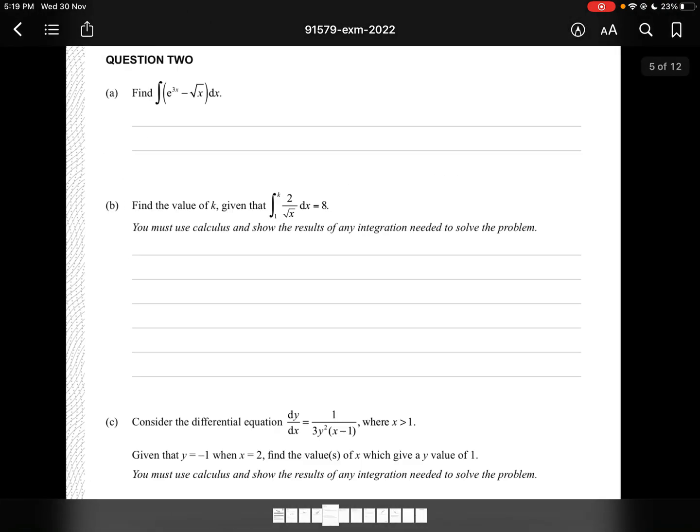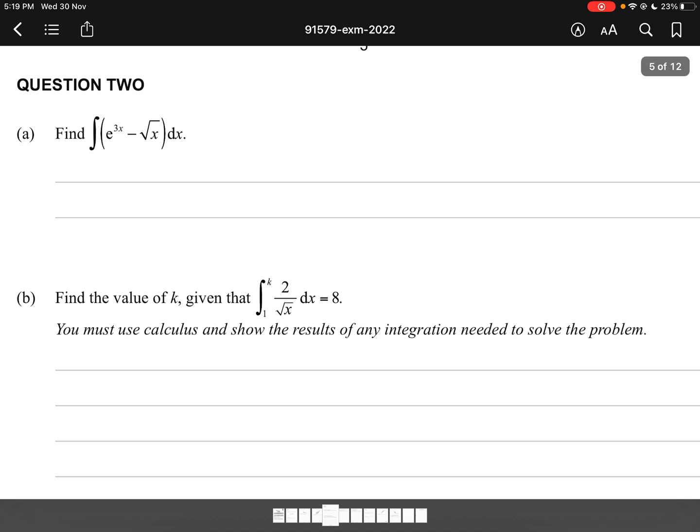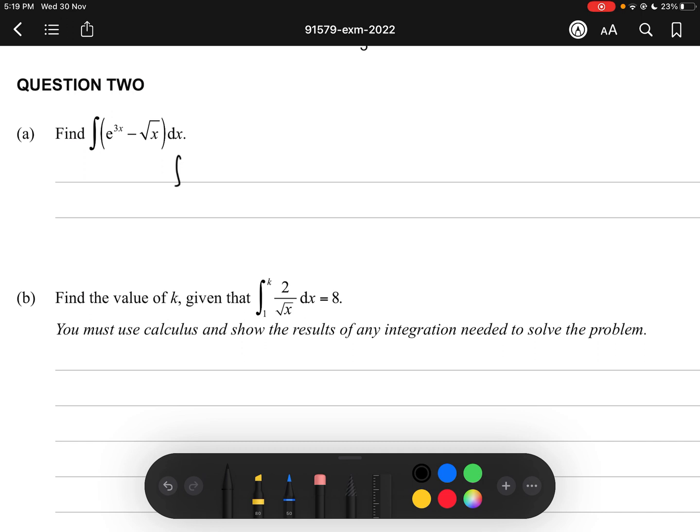All right, let's move on to question 2. So find the integral of e to the power 3x minus square root of x dx. So we're going to rewrite this really quickly as the integral of e to the power 3x minus x to the power 1/2 dx. And we're just going to follow our standard integration rules. So 3x derivative is 3, so we're going to divide by 3, so 1/3 e to the power 3x. And for x to the power 1/2, we're going to use the power rule. So 1/2 plus 1 is 3/2, and we're going to divide by the new power, which is 3/2, and we're going to get negative 2/3 x to the power 3/2. And don't forget the constant of integration, plus c.